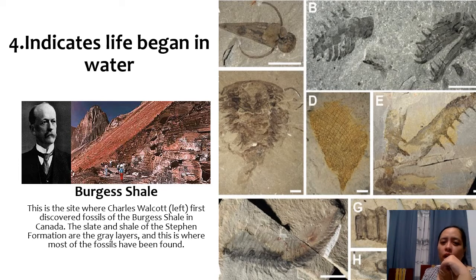So, these are impressions or imprints that you can find on this shale, this sedimentary shale. You know what this is, right? This is a trilobite. And then, we have these ones. Then, we have this one. We have this one. To the point that when they saw it, they wondered, what is this?